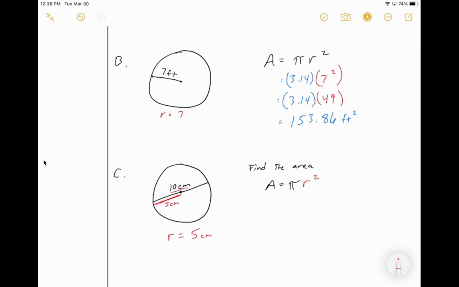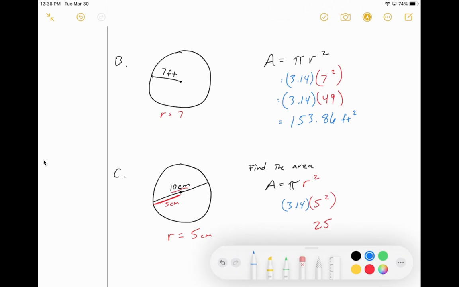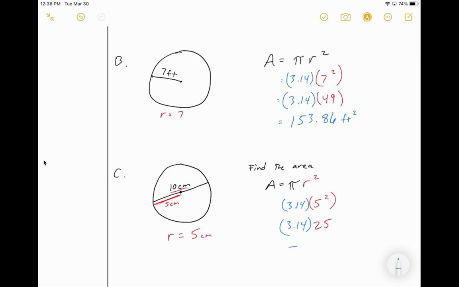So now let's do the work, okay? So we know pi is 3.14. And again, the radius is not 10, but 5. Now, some of you got 31.4. I think you did 5 times 2. Again, 5 squared is 25, right? 5 times 5 is 25. Times 3.14. And you should have gotten 78.5 centimeters squared.